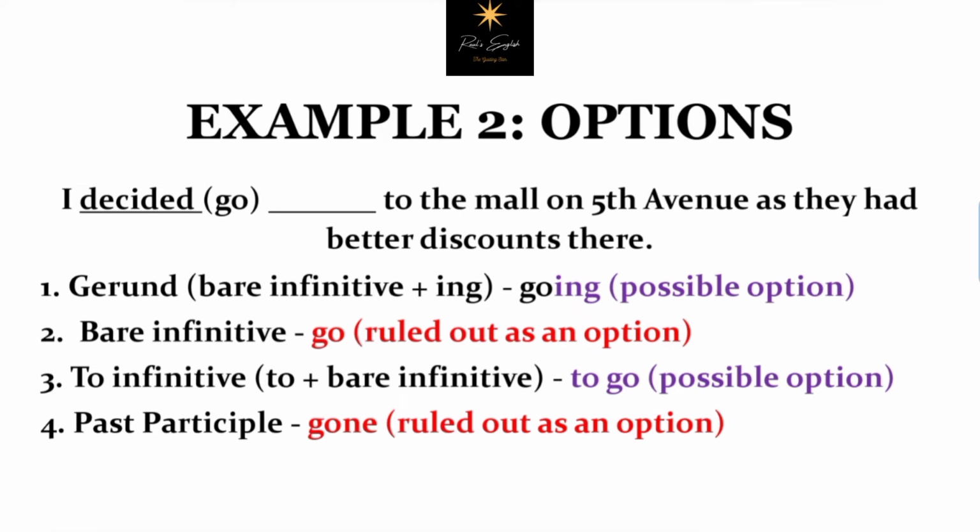Let's go on to example number 2 and then eliminate the impossible or improbable options. So, I decided go. Okay, let's look at gerund and bare infinitive. If I put I decided going, is it okay? Does it change the tense? No, it does not. So it's a possible option. Okay, let's just say I decided go. Would it change the tense? Yes, it definitely would change the tense. It would not act as a bare infinitive any longer.